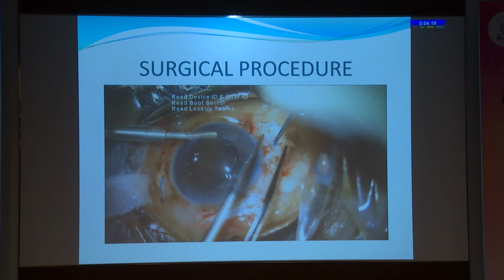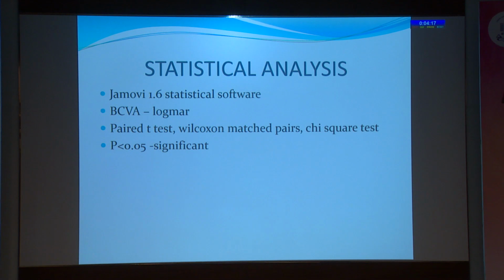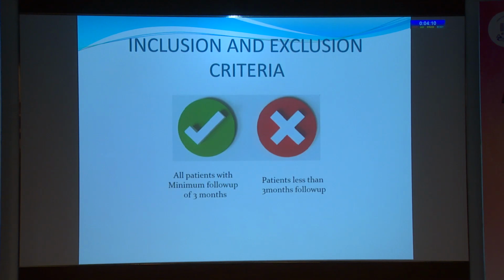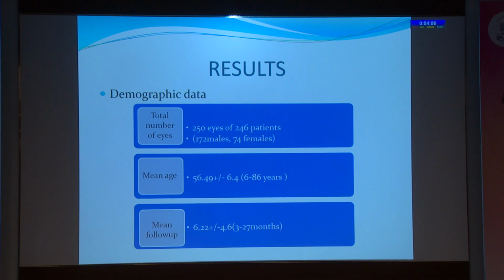And the conjunctiva is closed. For the statistical analysis, BCVA is converted to logMAR and paired t-test and chi-square test were used. All patients with a minimum follow-up of 3 months were included and those with less than 3 months were excluded from our study. Around 250 eyes of 246 patients were studied with a mean age of 56 years and the mean follow-up was about 6 months.